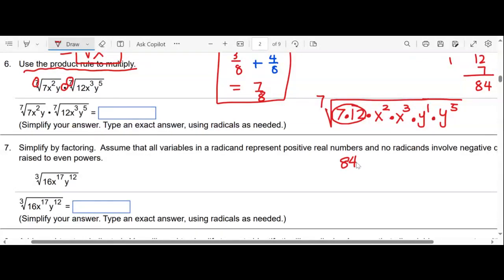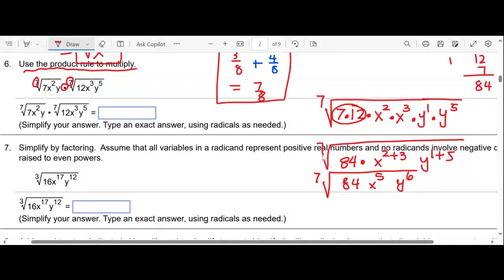X to the power of 5, times x 2 plus 3. Y 1 plus 5. So it's going to be 84 x to the power of 5, y to the power 6. All this under what? The 7th root. So you put the answer where? Here. Easy?